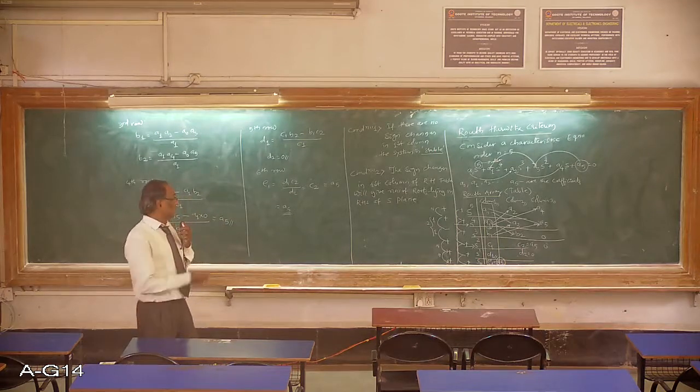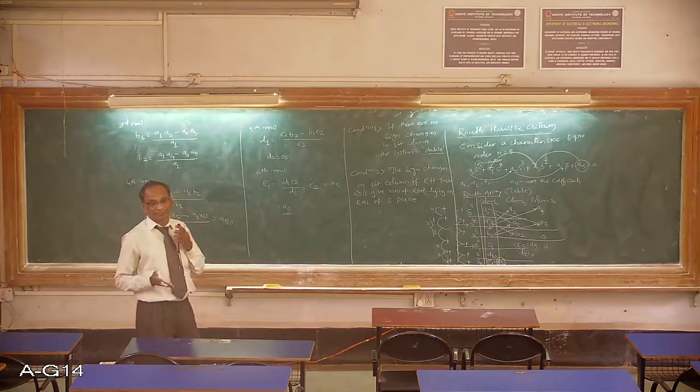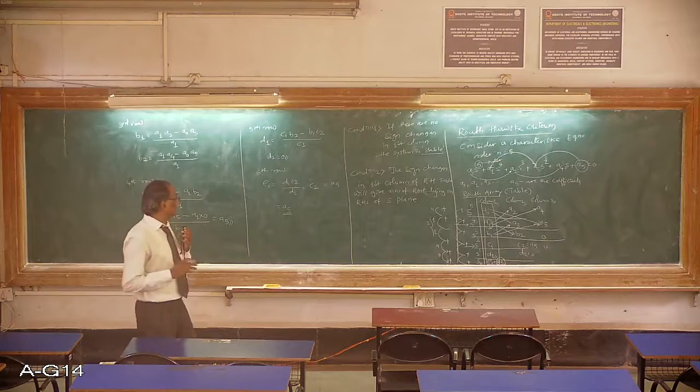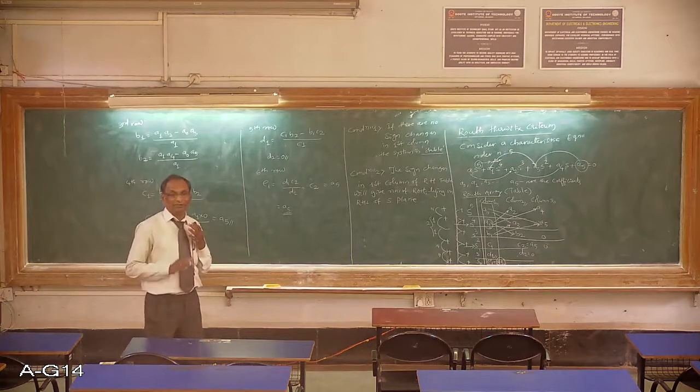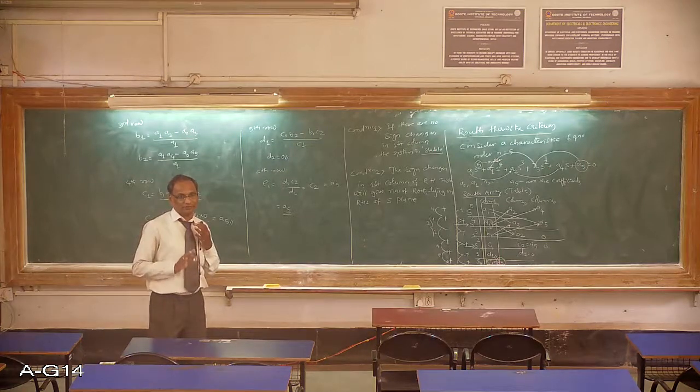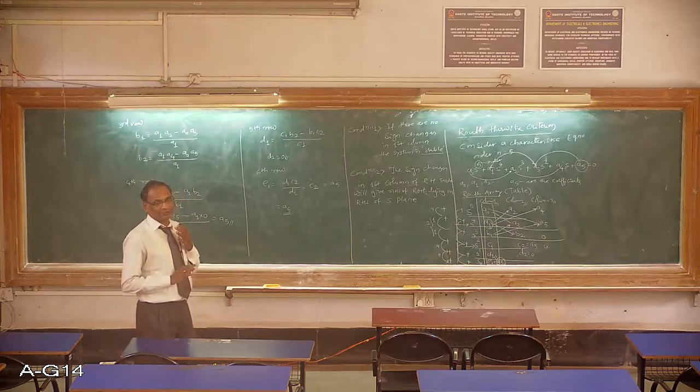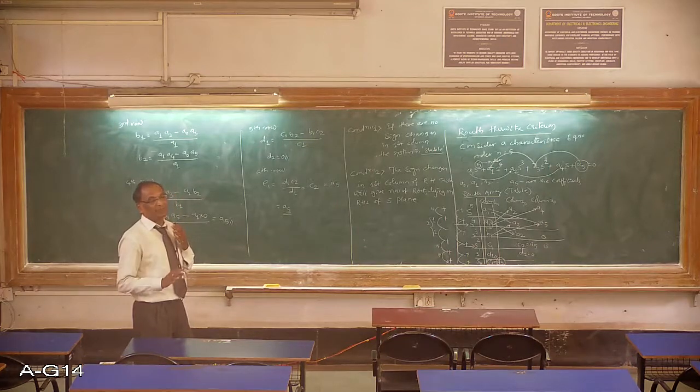So, as we said, you need not solve the characteristic equation. The only thing is to plot the RH table and see the sign changes. If there are no sign changes, the system is stable. As many sign changes as there are, that many poles are lying in the right half of the S plane, and the system is unstable.